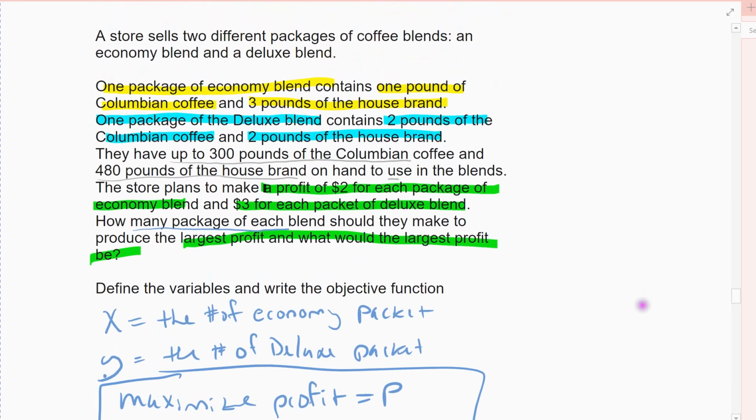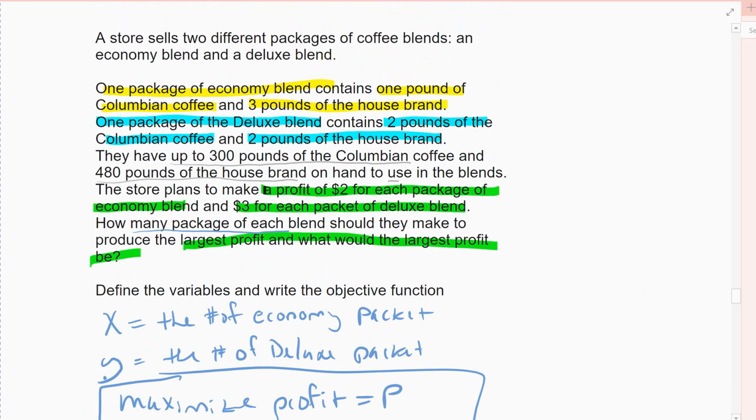All right, then it comes from what I am limited by, and what we are limited by is how much they have. They blend what they call the Colombian coffee, what they get from the Colombian people, and then what they call the house brand. So they have so much Colombian coffee to blend with so much of the house brand. The economy has more of the house than of the Colombian, which I'm assuming means the Colombian must be the tastier coffee. The deluxe has the same amount of house as it does Colombian.